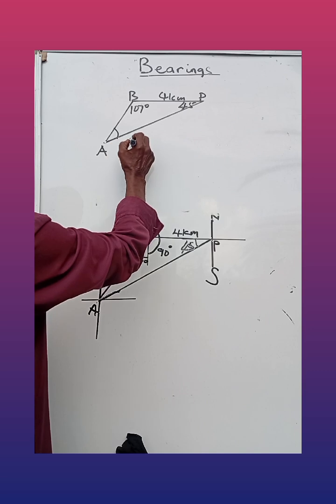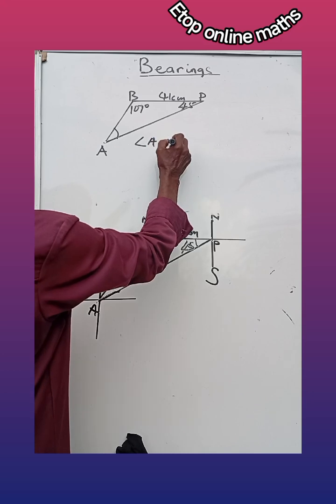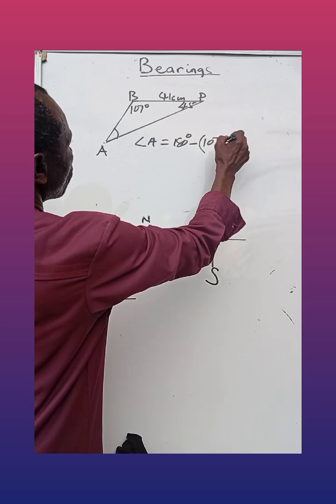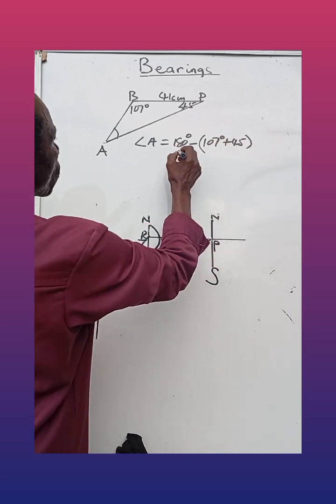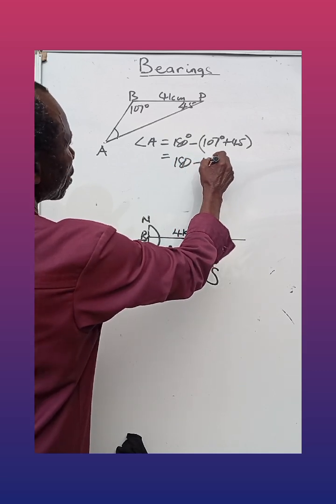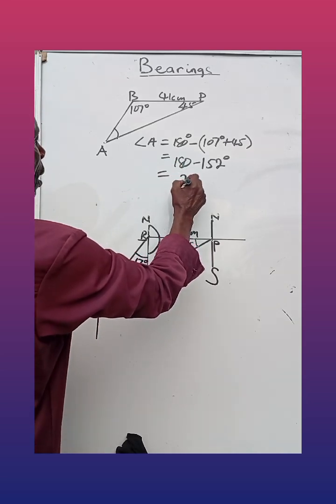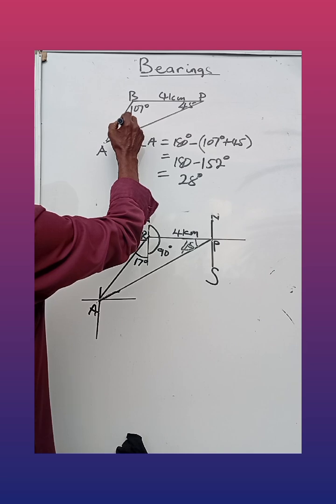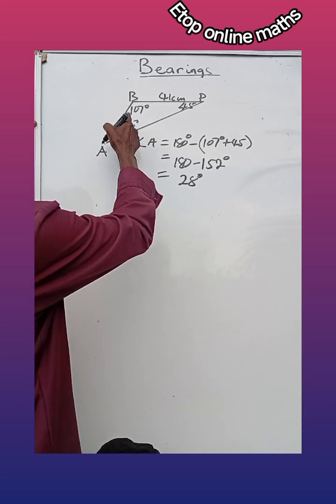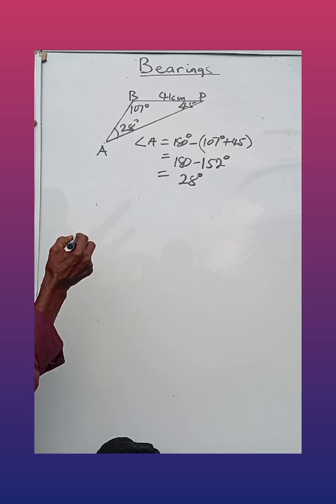Now, the sum of the angles of a triangle is 180, so I have the angle A equals 180 degrees minus 107 degrees plus 45 degrees. So I have here, this equals 180 minus 152 degrees. This now becomes 28 degrees. So this angle here is 28 degrees. Now, we have our three angles with one side given. So in this case, we are going to use our sine formula.